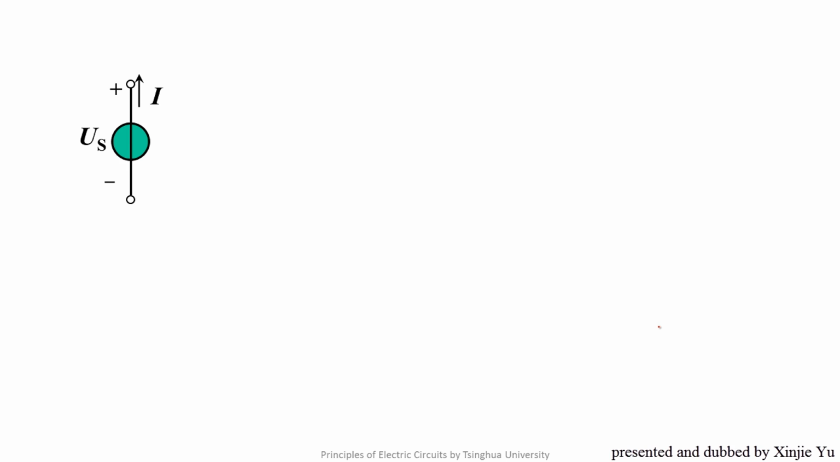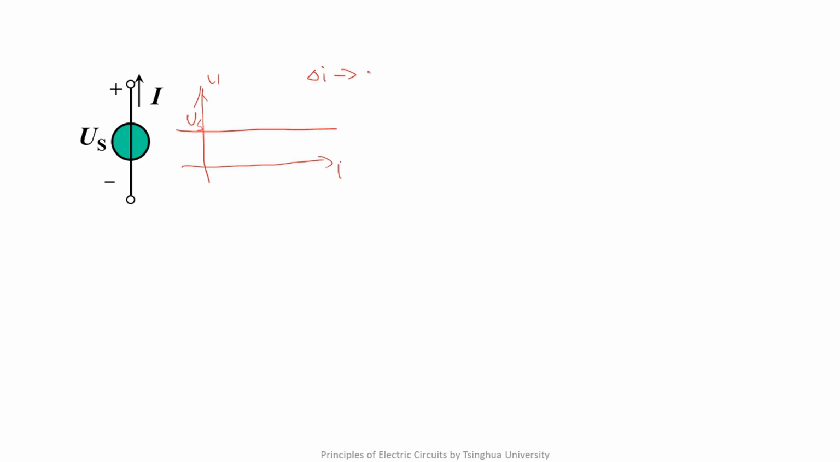Next, we will discuss the ideal independent voltage source in the case of the small signal. We draw its UI feature. First, because it is a voltage source, it is impossible to produce a delta Us. The only thing that seems possible is a delta U with the existing delta I. Similarly, delta U equals dUs over dI at I equals I0, times delta I.